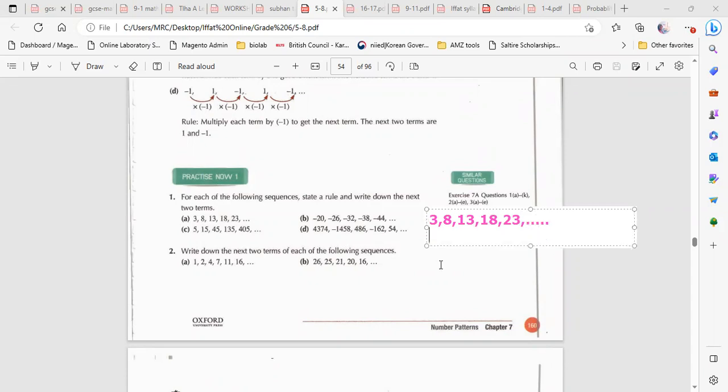So first of all, we will get the difference. So 8 minus 3. What is that? It is 5. So this is the rule: plus 5 each time.